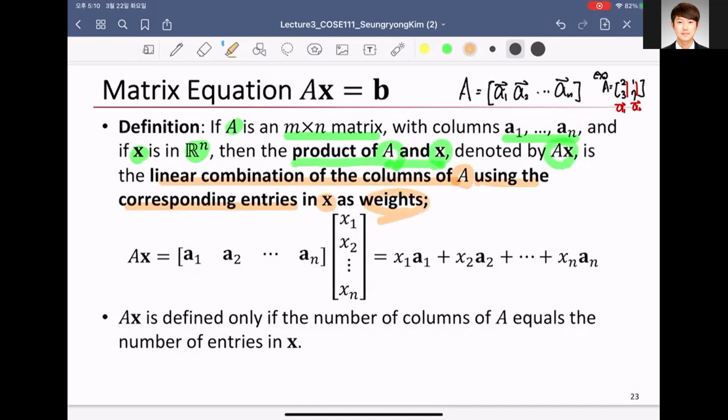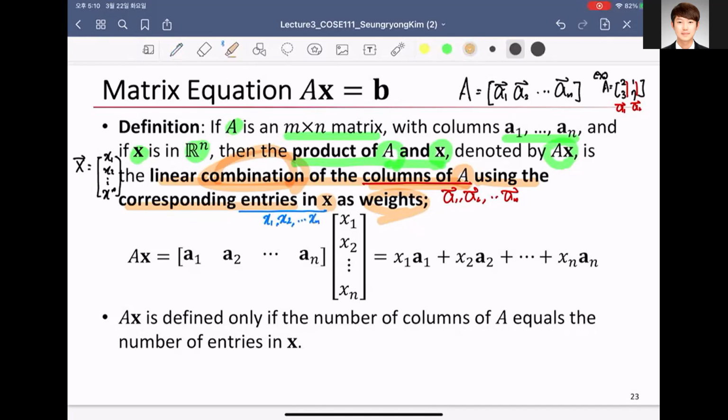어렵죠? 다시 linear combination of the columns of matrix A. 자, linear combination 배웠죠? Linear combination of the columns of matrix A. 자, the columns of matrix A were vectors a1, a2, ..., an, right? Using the corresponding entries in x. Okay? So, for example, first of all, let's define vector x as x1, x2, ..., xn, because this is in R^n space, right? So, corresponding entry means corresponding scalar value x1, x2, ..., xn, right? As a weight.